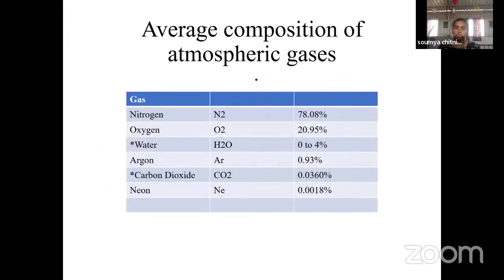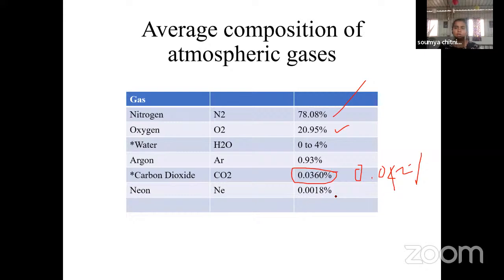So what is the average composition of the atmosphere? I hope everybody knows this. Nitrogen is 78% in the atmosphere, oxygen is almost 21%, and water vapor changes between 0 to 4% depending on the temperature. All right, argon and carbon dioxide, this is old data, we can now say that it is almost 0.42 or 0.43% carbon dioxide.